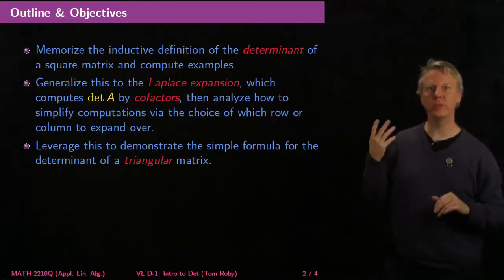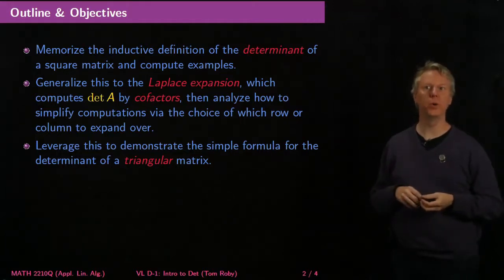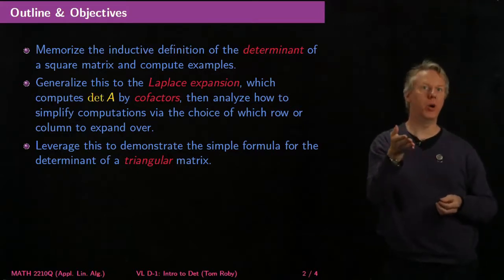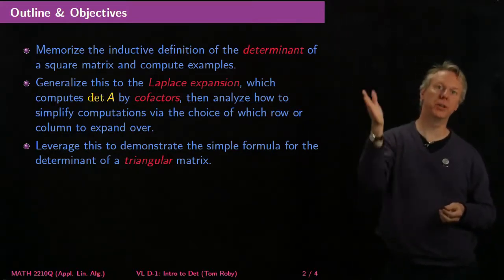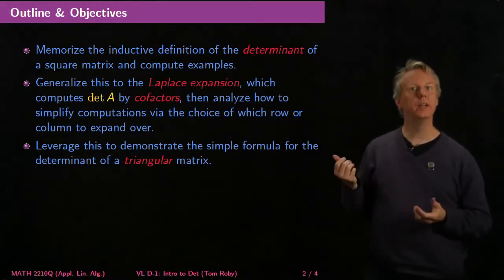And then once we've got this, we'll leverage it to demonstrate a simple formula for the determinant of a triangular matrix, one where almost half the entries are zeros. The entries either all below the diagonal are all zeros, or all the entries above the diagonal are zeros. So we'll define that when we get to it.